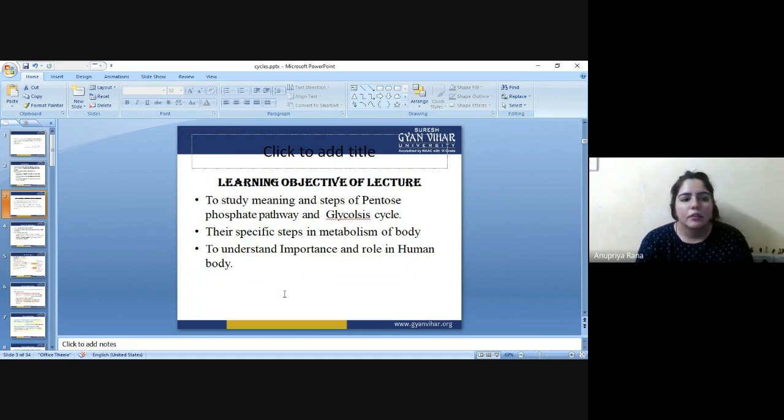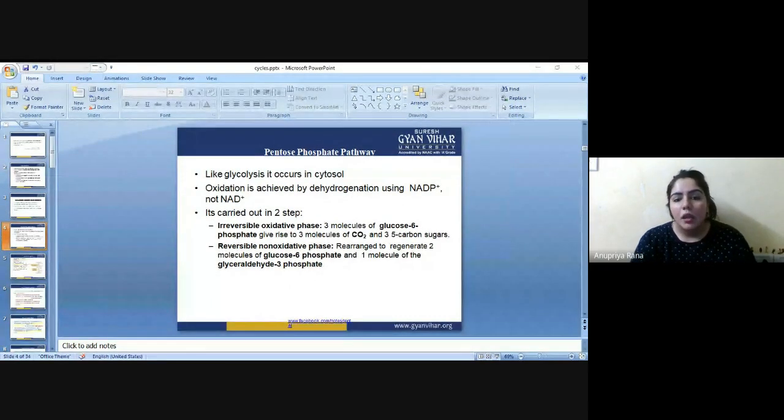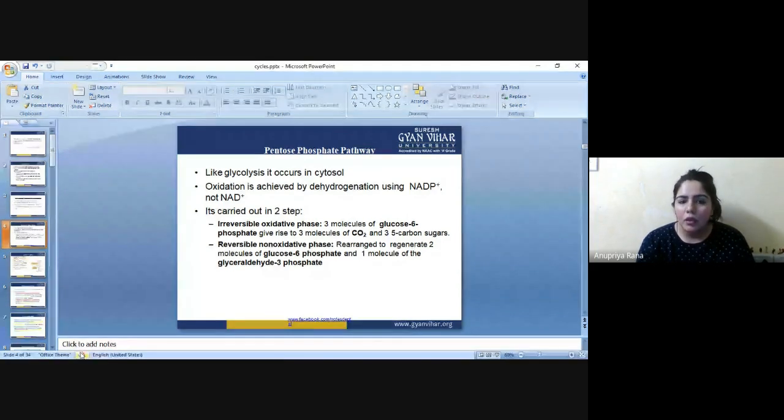So let's start with the pentose phosphate pathway. First of all, glycolysis we'll study later. Glycolysis happens inside the cytosol in the cell. The same goes for the pentose phosphate pathway. This also happens inside our cytosol. So in the cell, of course, the cytosolic activity is also governed here.